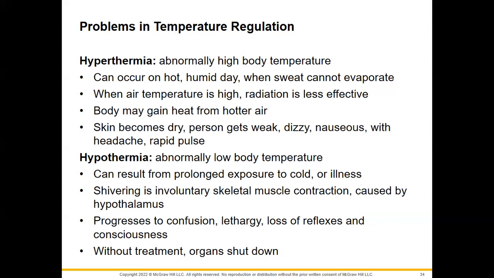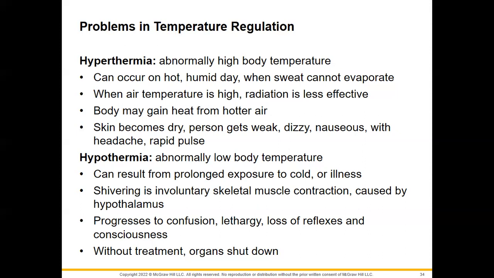If someone is hypothermic, they have abnormally low body temperature. So hypo meaning low, abnormally low body temperature. This can result from prolonged exposure to cold, or it can occur from illness. Shivering is going to be one of the primary results. Shivering is an involuntary skeletal muscle contraction. So the muscles attached to your bones are contracting vigorously to create movement that's going to produce heat for the body. At least that's the goal, to produce heat for the body.